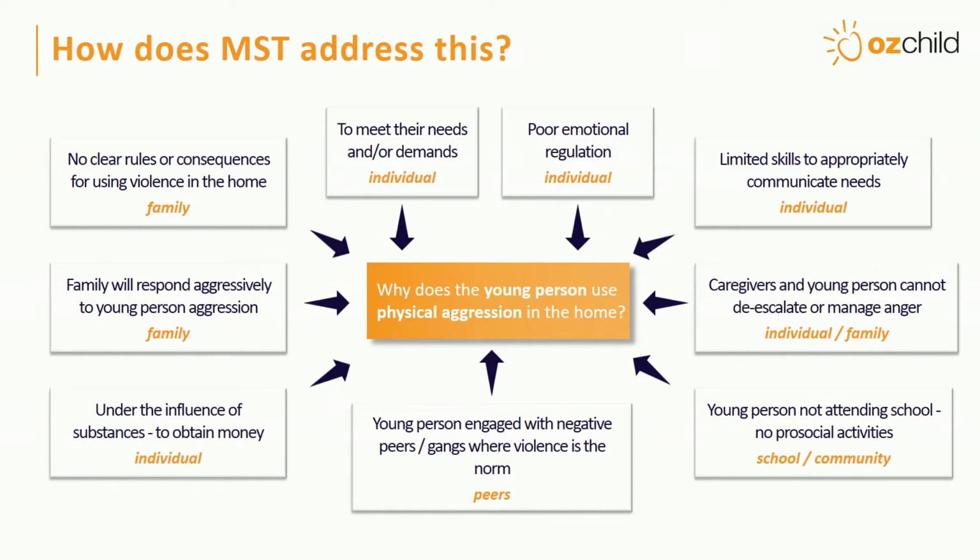If, for example, the driver is no clear rules or consequences for using violence in the home, we'd work with the family in establishing very clear rules and consequences. That may involve safety planning, that may be in consultation with family violence services. It may also mean using informal supports as well as formal supports to support the family. We would then provide that to the family and we would check in to see how they're going with that. And the intensity of our program allows us to do that.